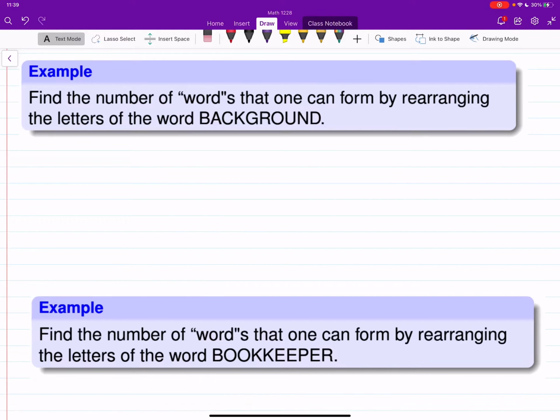Hello everyone. In this video we will do examples of how many words one can get by permuting letters of a given word. Let us start with the first one. Find the number of words.